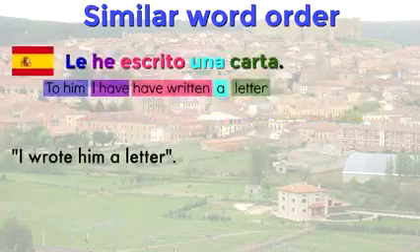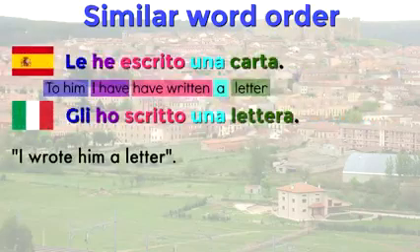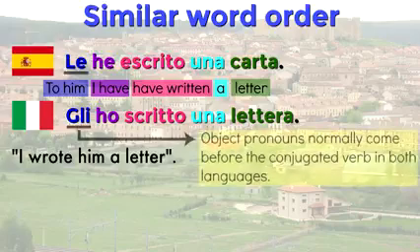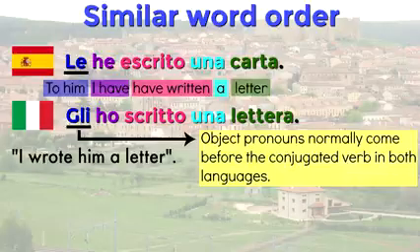Another example. In Spanish, le he escrito una carta. In Italian, gli ho scritto una lettera. This means I wrote him a letter. So here the word order is still exactly the same. And notice that the object pronoun comes before the conjugated verb, in this case the auxiliary verb, in both languages. Italian grammar has a couple of complications that Spanish doesn't have.